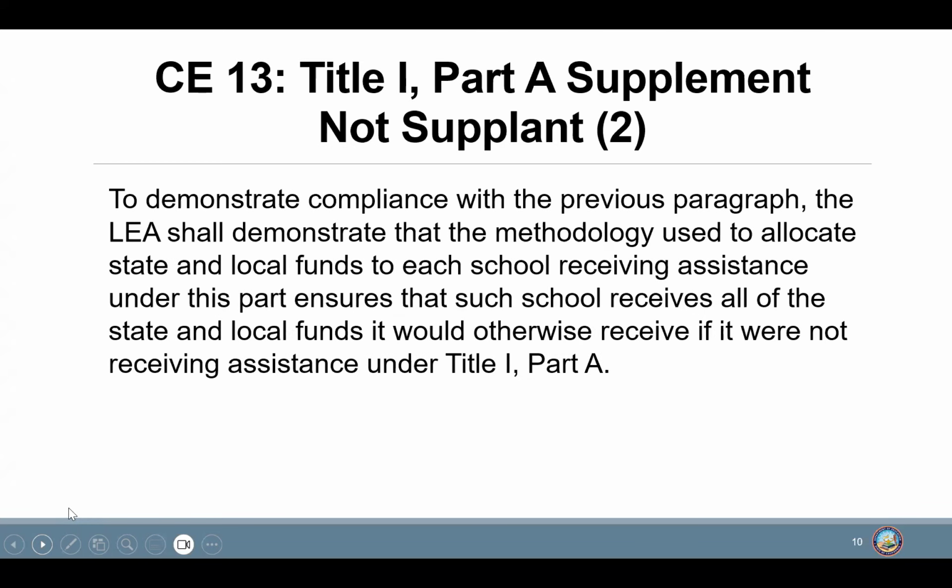To demonstrate compliance with supplement, not supplant, the LEA must show that there is a method for how they allocate their state and local funds. Usually, LEAs provide a spreadsheet or a document that clearly demonstrates how the state and local funds are allocated to the school sites. Sometimes this documentation also includes how positions are provided to school sites out of the state and local funds.